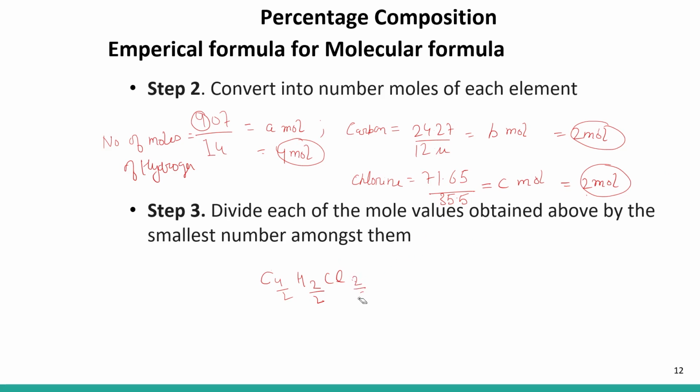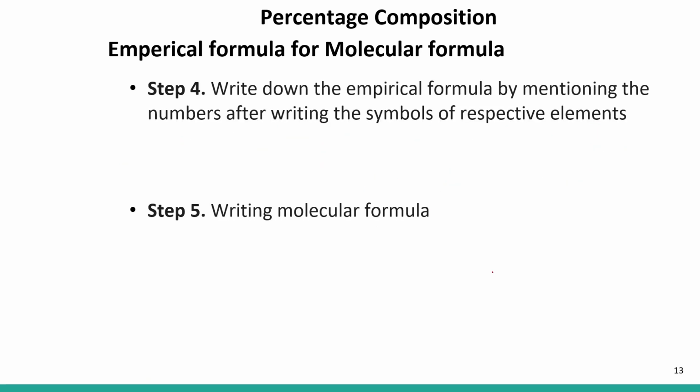So what I'm doing right now is that I'm writing the number of moles in the subscript, 4, 2, 2, and for all three of them I'm taking the smallest number among them and dividing by it. So we get C2HCl. Okay, so this is the empirical formula we got. We can write it here also, C2HCl. I have done it in the earlier step.